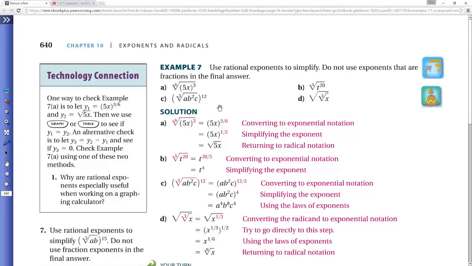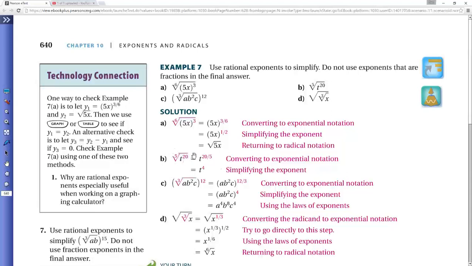Well, a here is the 6th root of 5x all cubed, the quantity 5x cubed under there. Well, first thing is to convert it to fractional exponents, right? So we end up with 5x to the 3/6 power, which I can simplify that fraction to be 1/2. Or in other words, I end up with 5x to the 1/2 power, which is the square root of 5x.